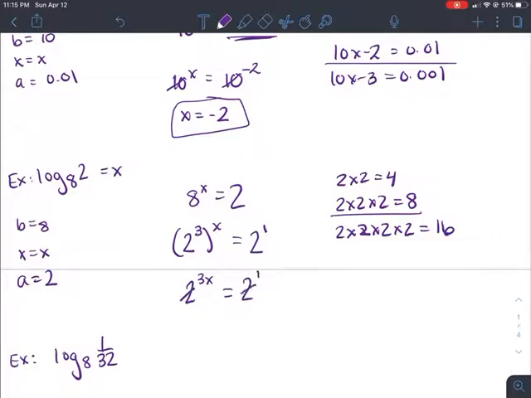These are going to cancel, and we get 3x equals 1. And I divide by 3 on both sides, so my x equals 1/3.